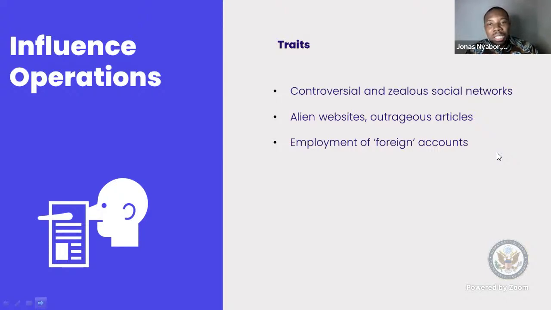I said in the previous presentation that the common traits you see are some very controversial comments. When it comes to websites, you may see very alien or strange websites, and some of the articles are very outrageous, very strange. And when it comes to social media accounts, you see elements of foreign involvement. These are traits that, when you see them, you realize they are red flags, because if there is a very local issue, for instance, if Ghana is debating whether or not district assembly elections should be done on a partisan basis, these are very local issues.